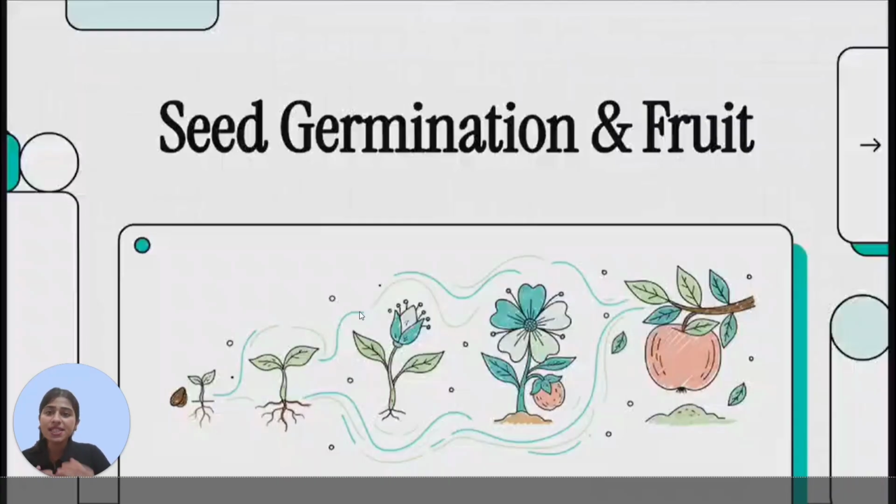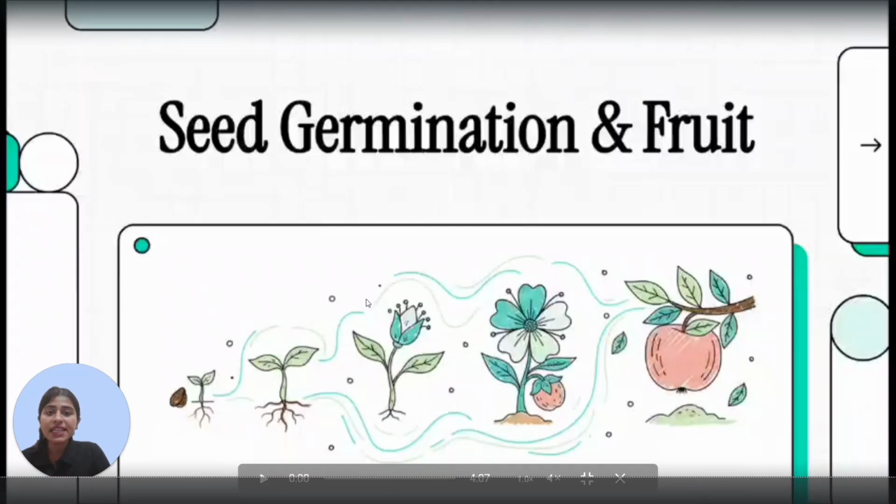Good morning, everyone. Today, we are going to discuss seed germination and fruit. Every fruit we eat and every plant we see begins its journey as something incredibly small, a seed. But how does this tiny seed grow into a plant that produces fruits? Let's explore this fascinating journey from seed to fruit.